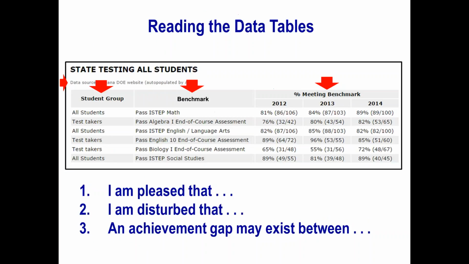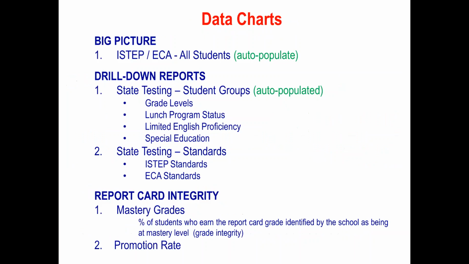And then what we're asking you again is just to identify what pleases you. So maybe what pleases you is that, oh my gosh, 89% of our students are passing ISTEP math. That's really cool. I am disturbed that, I look through all these percentages, what's this? 72? Ooh, I'm a little disturbed that only 72% of our kids are passing Biology 1. And then an achievement gap exists. In this chart, we don't have any achievement data. I'll show you one in a second where we do. So yeah, that's how to read our data tables.